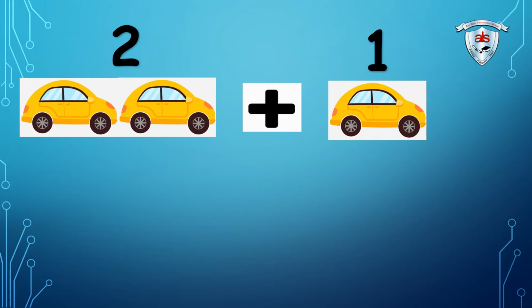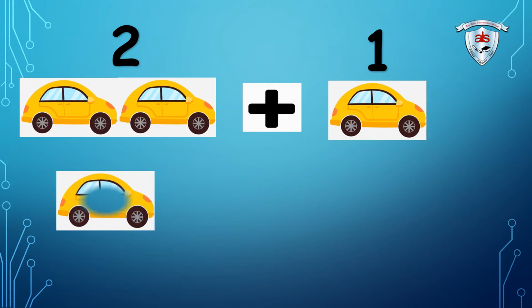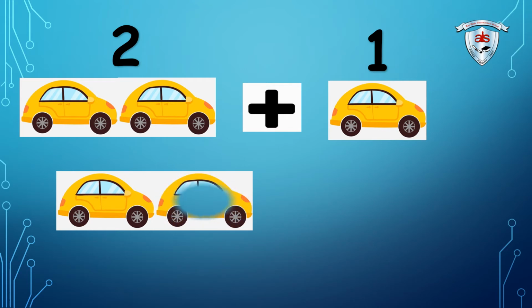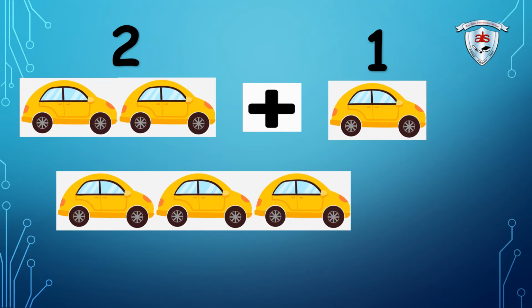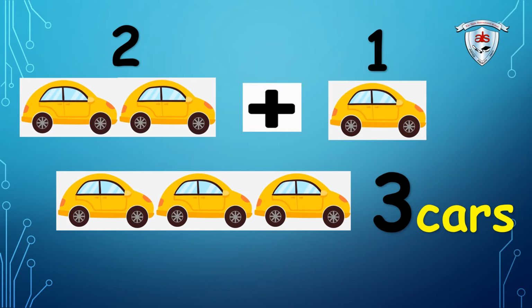So this plus sign represents that you need to put both the groups together. Now the first group has 2 cars. Let us add here 2 cars. 1, 2, and let's add the other group, 1. Okay, yes, done. So now we have put these cars together. Now let's count all together how many cars. So 1, 2, 3. 3 cars all together. Well done.